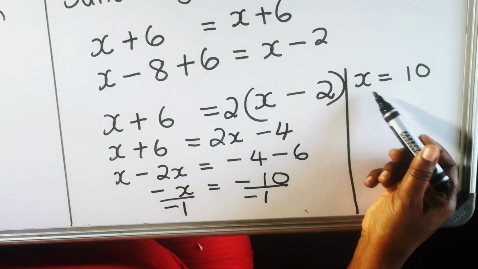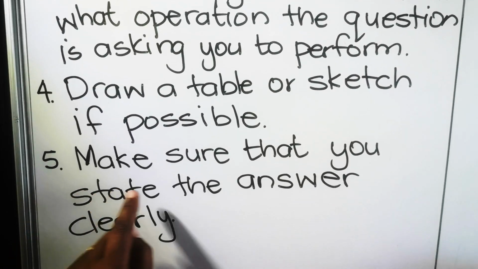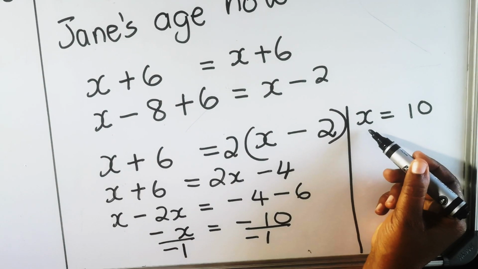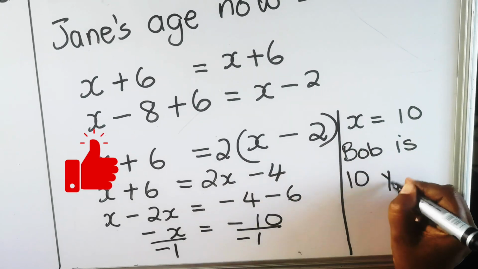What does this X mean? You remember number 5 said make sure that you state your answer in words. You need to answer in words. You remember we said X is Bob's age now. So it means Bob, you need to write that. Bob is 10 years old.